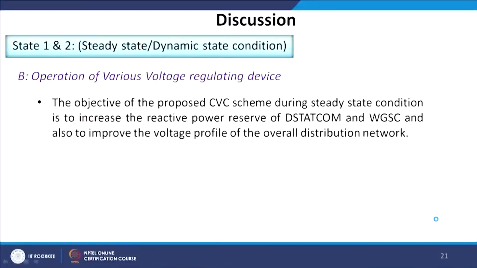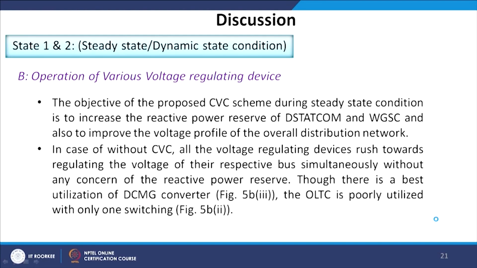Now, in case of state 1 and 2, both steady state and dynamic state conditions, when we look at the operation of various voltage regulating devices, the objective of the proposed CBC scheme during steady state condition is to increase the reactive power reserve of the D-STATCOM and the wind generator, and also to improve the voltage profile of the overall distribution system. Now, in case of without CBC, all the voltage regulating devices rush towards regulating the voltage of their respective bus simultaneously without any concern of the reactive power reserve.